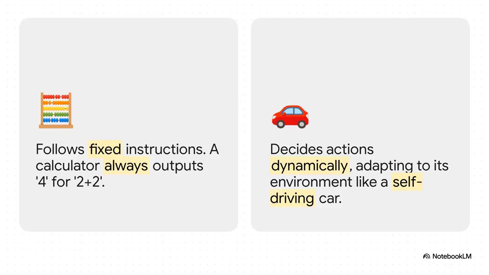A traditional program, like the calculator on your phone, is amazing at what it does, but it's completely rigid. It just follows fixed instructions. You put in 2 plus 2, it's going to give you 4, every single time. But an AI agent, like a self-driving car, is way more dynamic. It's constantly sensing the world around it and making decisions in real time. It isn't just following orders, it's actively trying to achieve a goal.